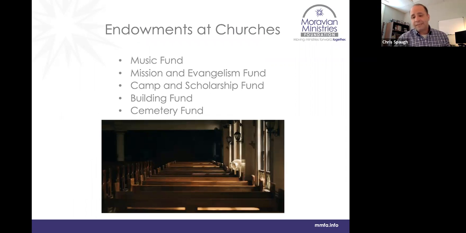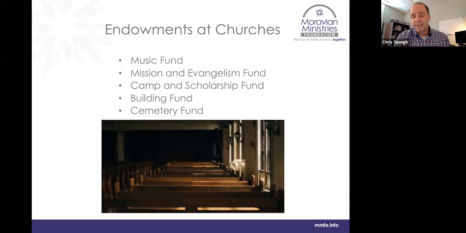This slide has some sample endowments with churches that MMFA has actually helped set out a process, develop different endowment funds when the church is creating funds for people to give to. This is also part of our gift planning service and larger stewardship service that Laura Watson leads for us.